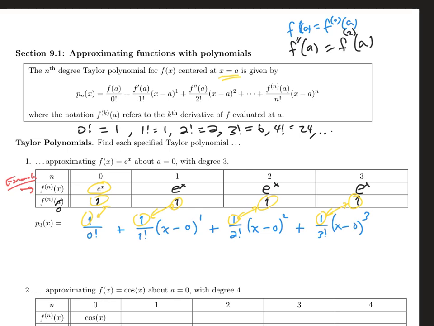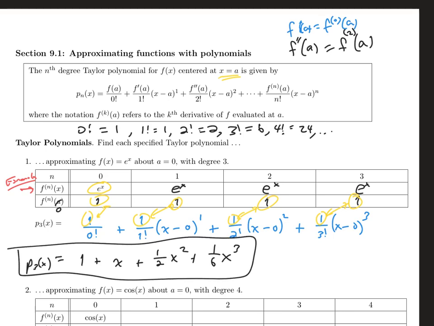Notice that if I'm centered at a, then saying x minus 0 is silly. That's just x. And so in this case, this polynomial is 1 plus x plus 1/2 x squared plus 1/6 x cubed. So the third degree Taylor polynomial for e to the x looks like that.